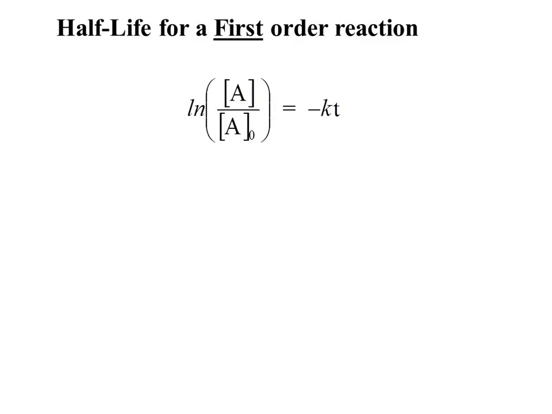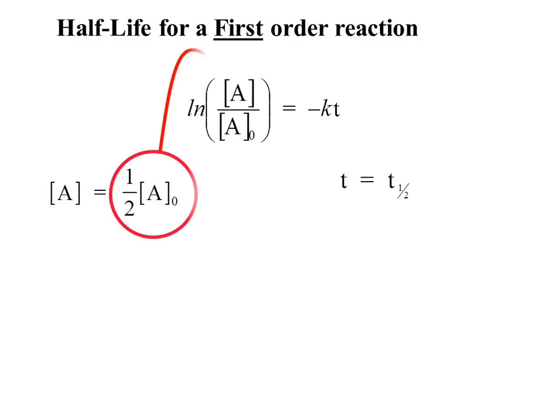We said that first order reaction has this relationship with regard to the concentration at a given time divided by the initial concentration, natural log of, is equal to negative kT. Well, by definition, we know that we've met half-life if your A is half of your A0, then your time is half-life. So let's go ahead and make those substitutions.